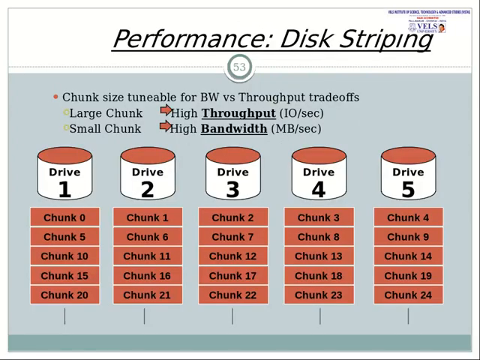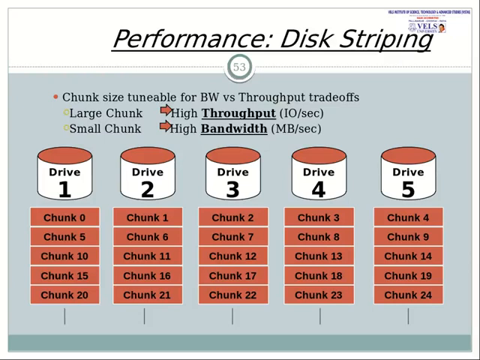In terms of performance, data striping is considered for two kinds of performance: throughput and bandwidth. Chunk size is tunable for bandwidth versus throughput trade-off. Throughput means how much data can be moved from one location to another within a stipulated time period. Bandwidth means the amount of data that can be transmitted in a fixed amount of time.